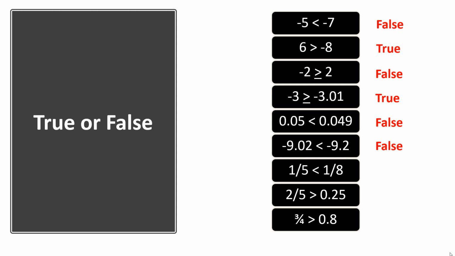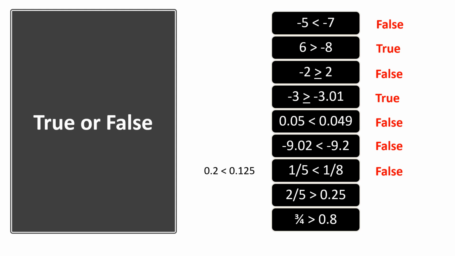1/5 is less than 1/8. Whenever dealing with fractions, we want to change them to decimals, so grab your calculator. 1 divided by 5 is 0.2. 1 divided by 8 is 0.125. On the number line, 0.2 is more to the right than 0.125, so this is false. The Pac-Man is eating the wrong number. 1/5 is greater than 1/8.